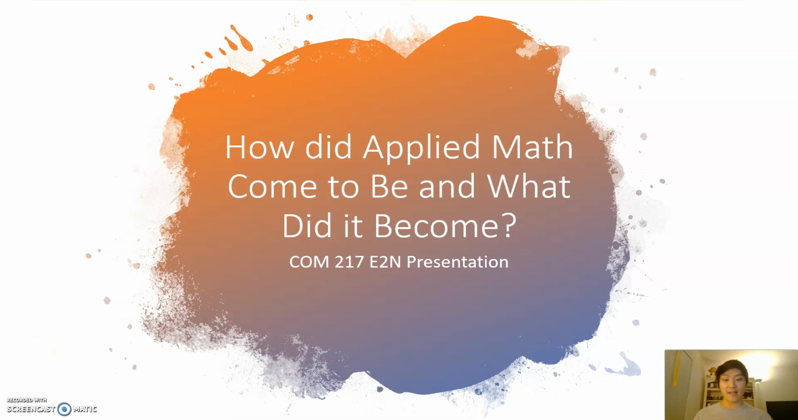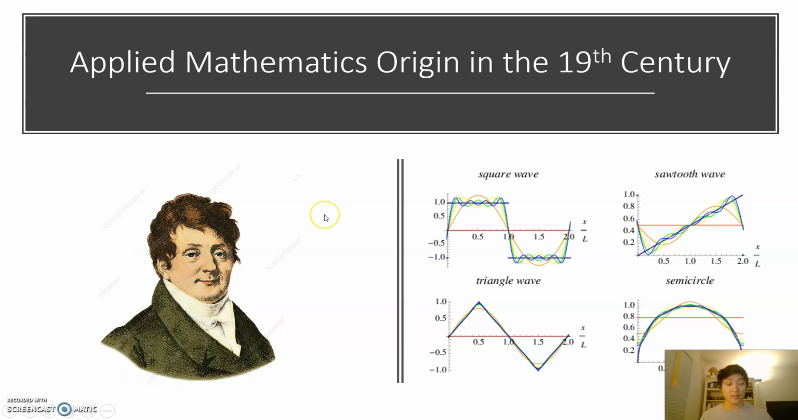How did applied math as a discipline come to be, and what did it become in the present day? In order to begin this expert to novice topic, let us first begin with one of the first applied mathematicians. His name was Joseph Fourier, and he made the majority of his advancements in the early 19th century.